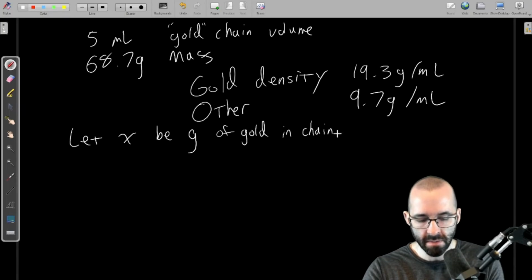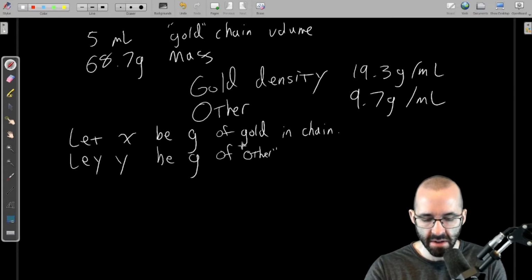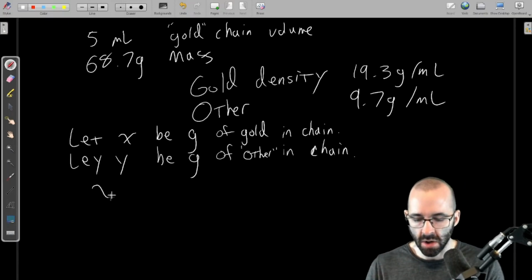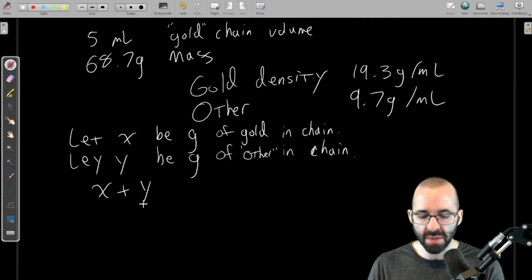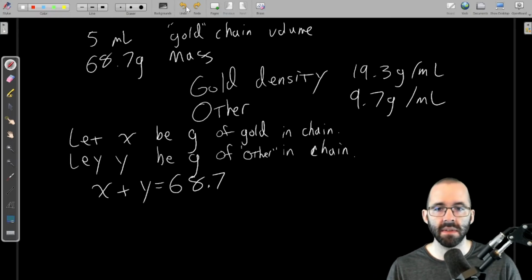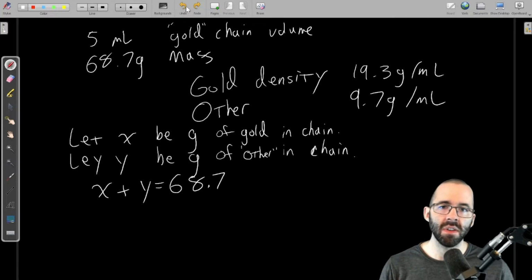in the chain. And there's multiple ways of doing that. You could let Y be the grams of other metals in the chain. Then what do we know from all this information? Well, we know that the chain is 68.7 grams total. So X, the grams of gold, plus Y, the grams of other metals, have to equal 68.7 grams. What else do we know? Well, we know that the volume of this chain is 5 milliliters.